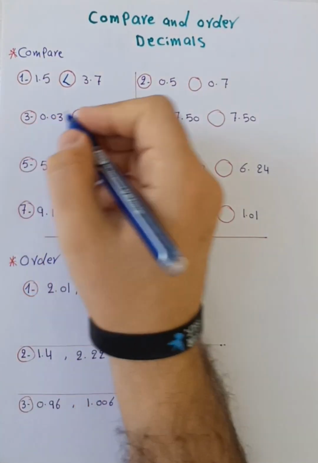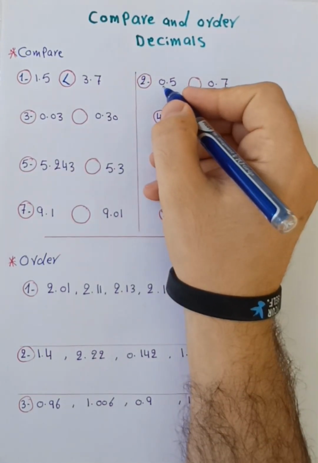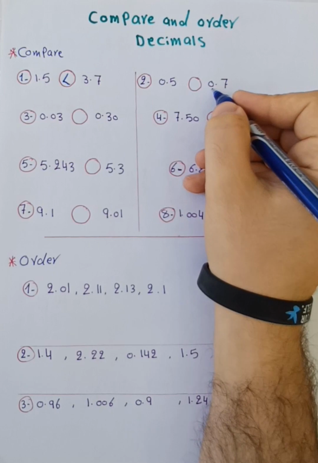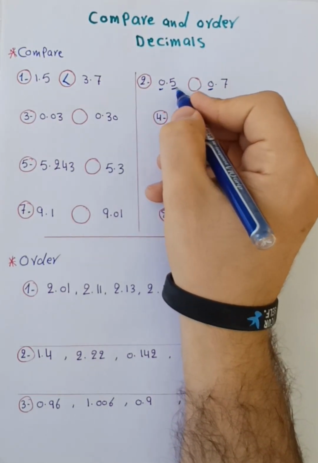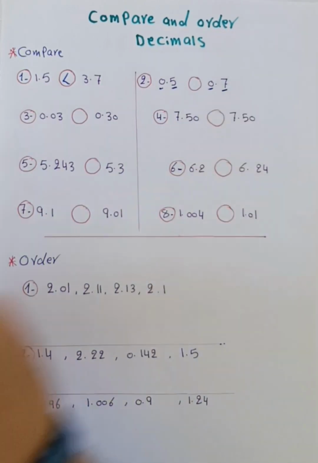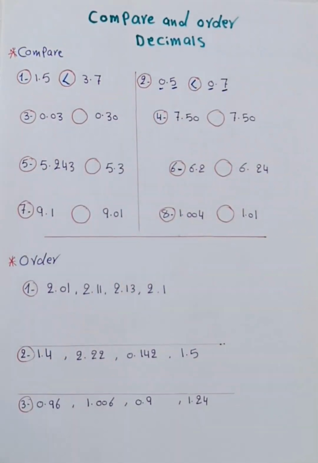Example number 2, we have 0.5 and 0.7. The ones digit is 0, the ones digit is 0. After that, the tenths digit is 5, the tenths digit is 7, and 7 is greater than 5. It means 0.7 is greater than 0.5.